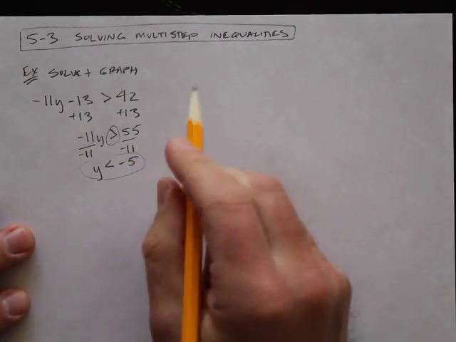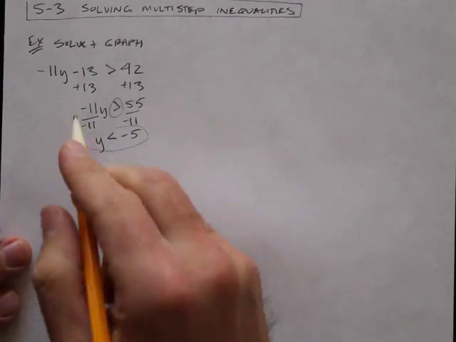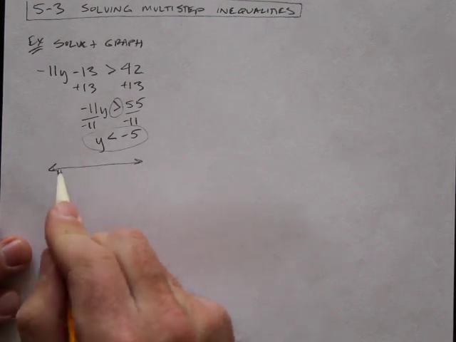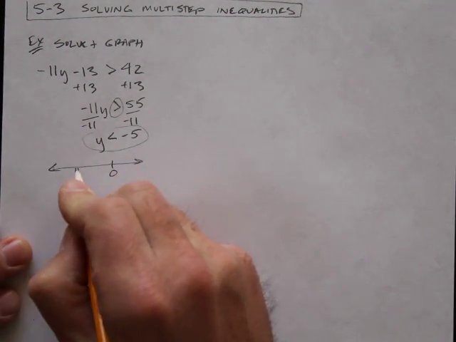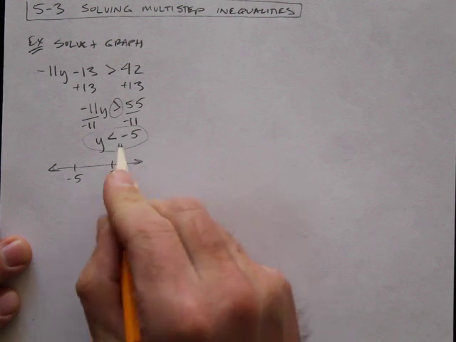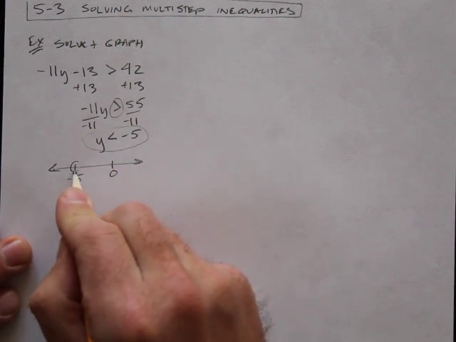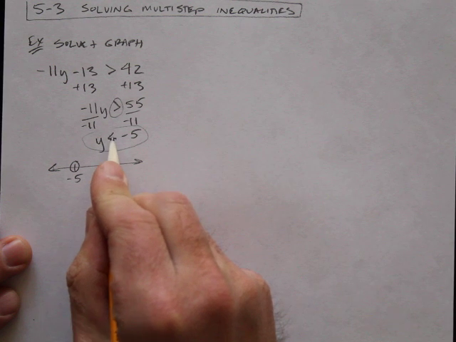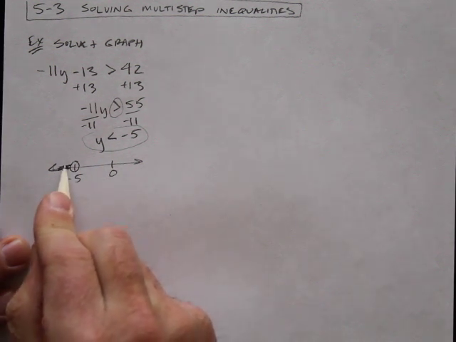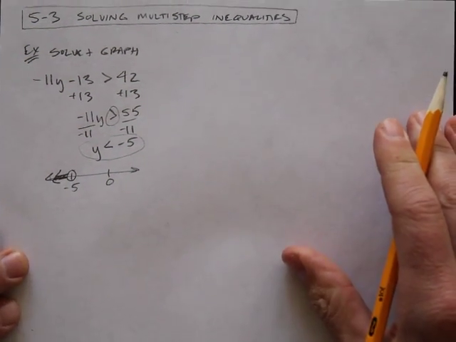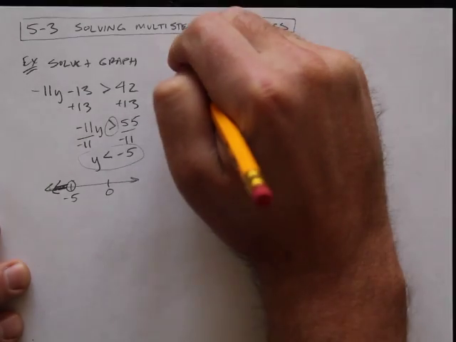So there's my answer, but I've got to graph it as well. So here's my line, here is 0, here is negative 5. Less than, not less than or equal to. y is less than, so I'm going to shade to the left. Do one more here.